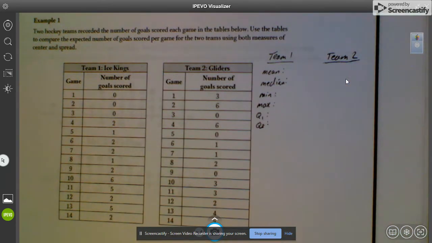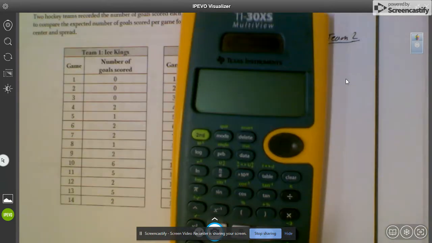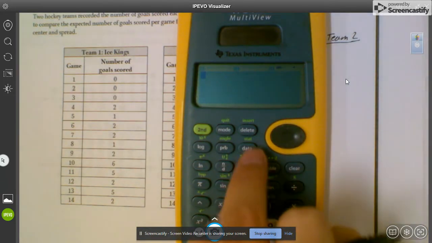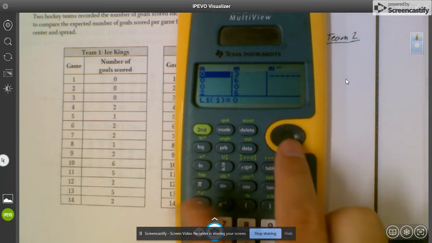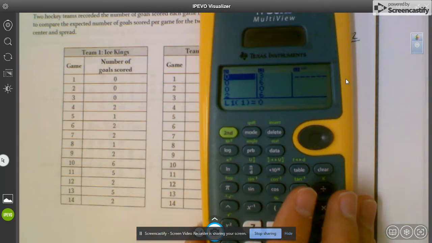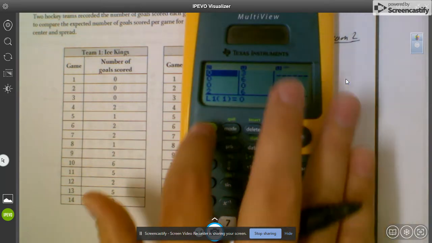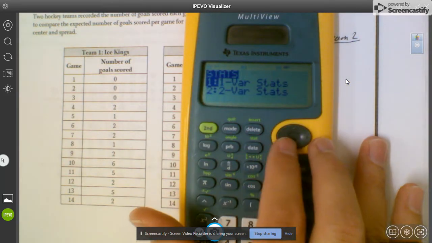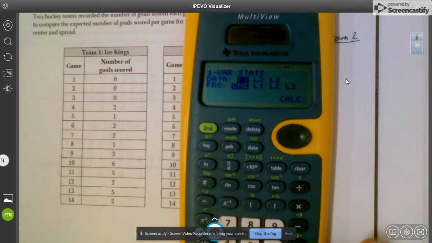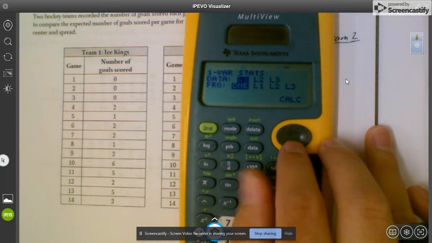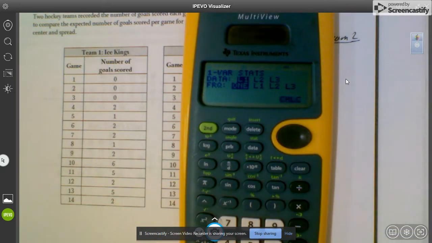All right, so here's what I did in my calculator to make this easier. I went to the data key. I'll clear it out here. I put all my data for team 1 in the left column and all my data for team 2 in the right column. So now I'm going to hit second data to go to stats, 1 variable stats. And I specifically want to focus on team 1. So I'm going to do the data that's in L1, my first column. Hit enter. And here's my information.